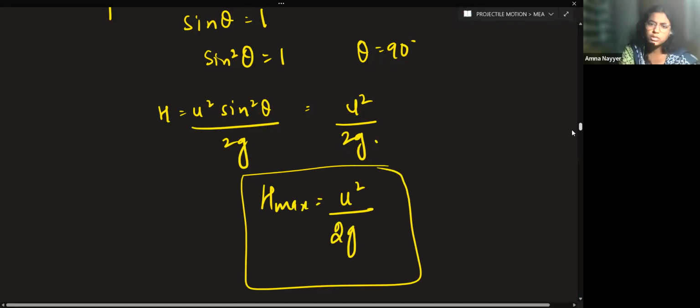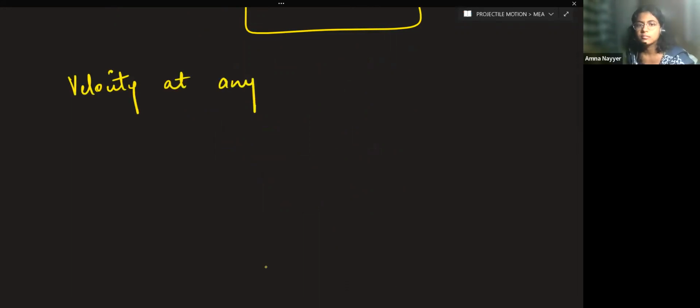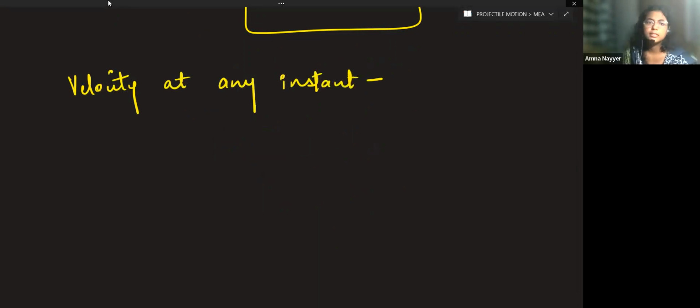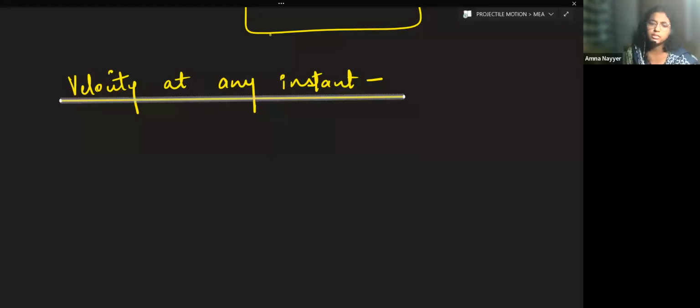Let's discuss velocity, because velocity is a very small topic. Then we can practice a numerical. I hope by the next class this lesson will get over, because relative velocity has now been deleted. So just practice questions based on all these: velocity, range of motion, height, and all these.